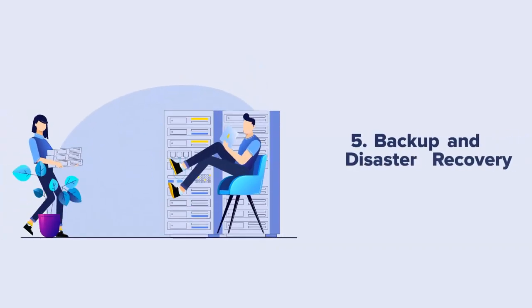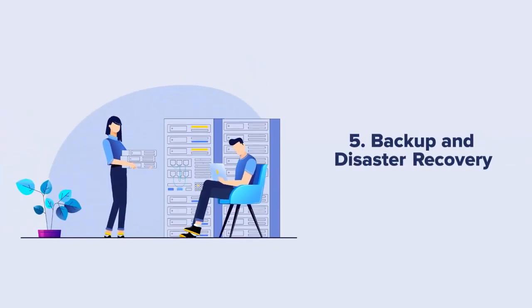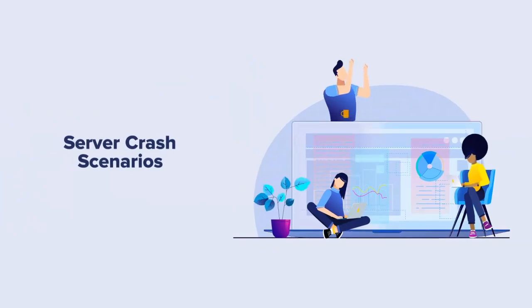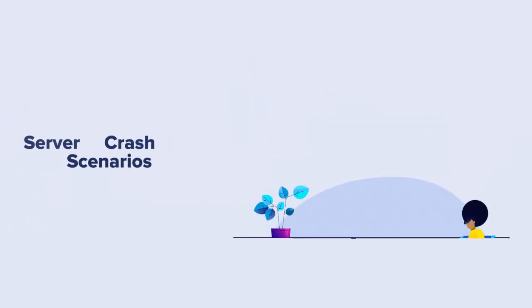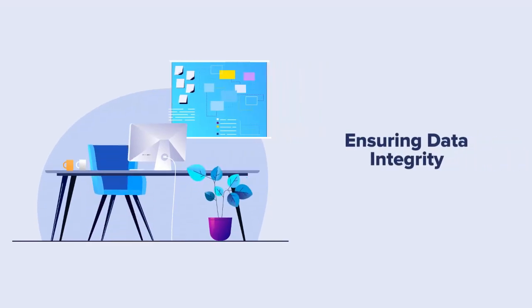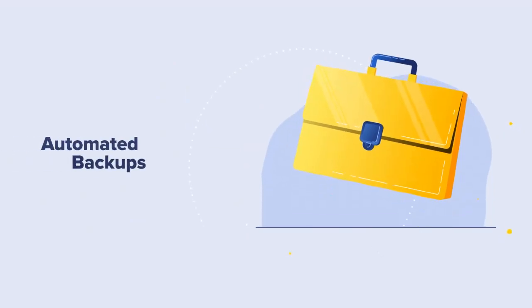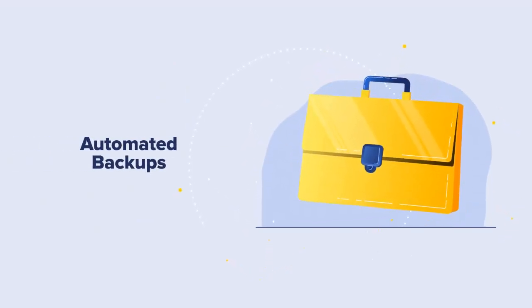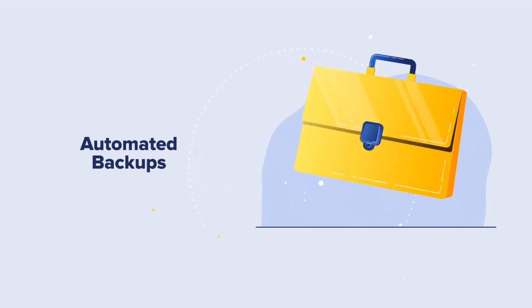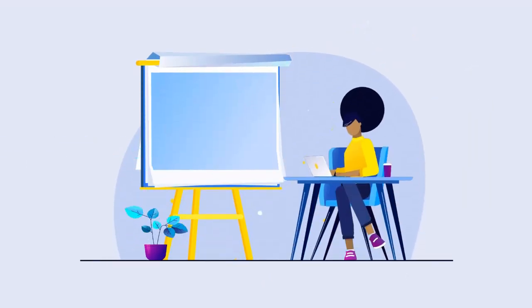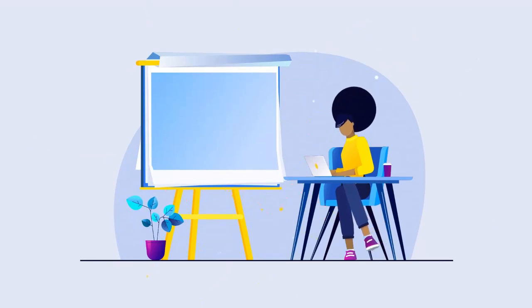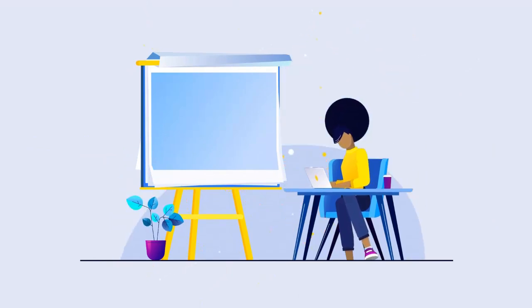5. Backup and disaster recovery. What happens if a server crashes? A Linux administrator ensures that data loss doesn't disrupt operations by implementing automated backup solutions using tools like rsync or Bacula, and testing disaster recovery plans to ensure quick system restoration during outages.